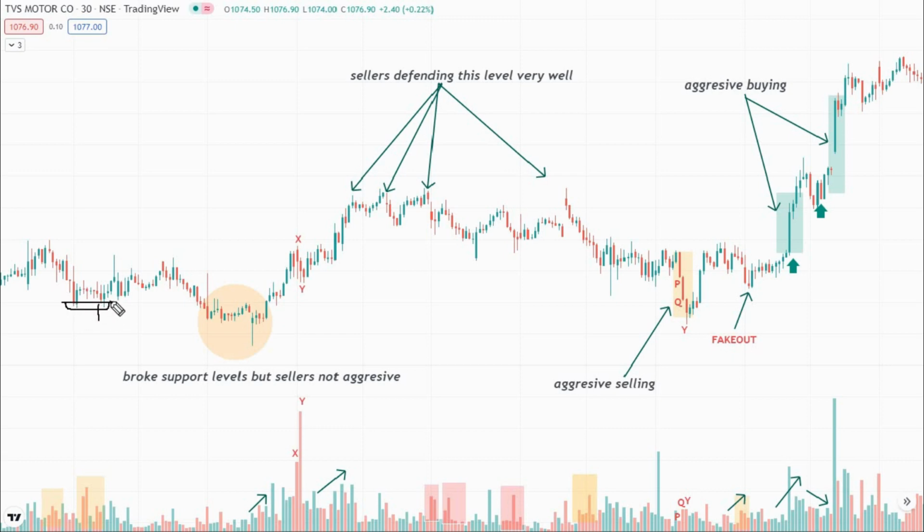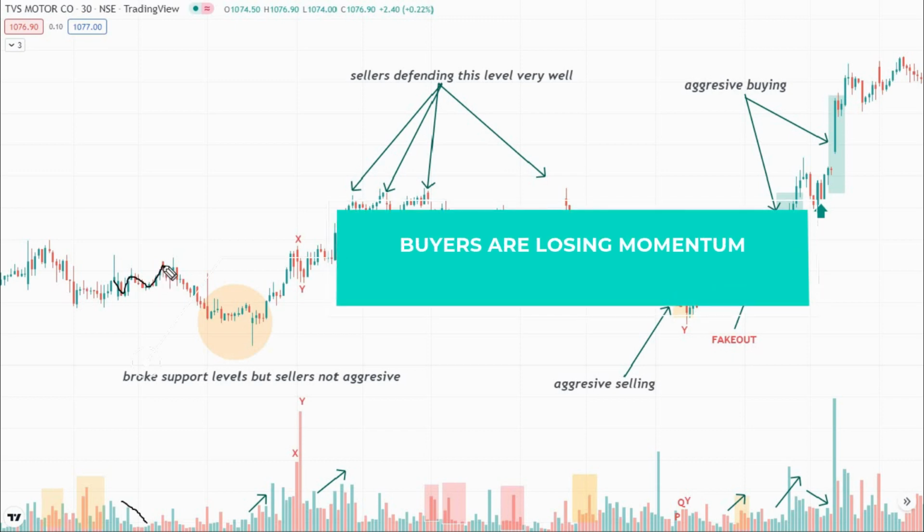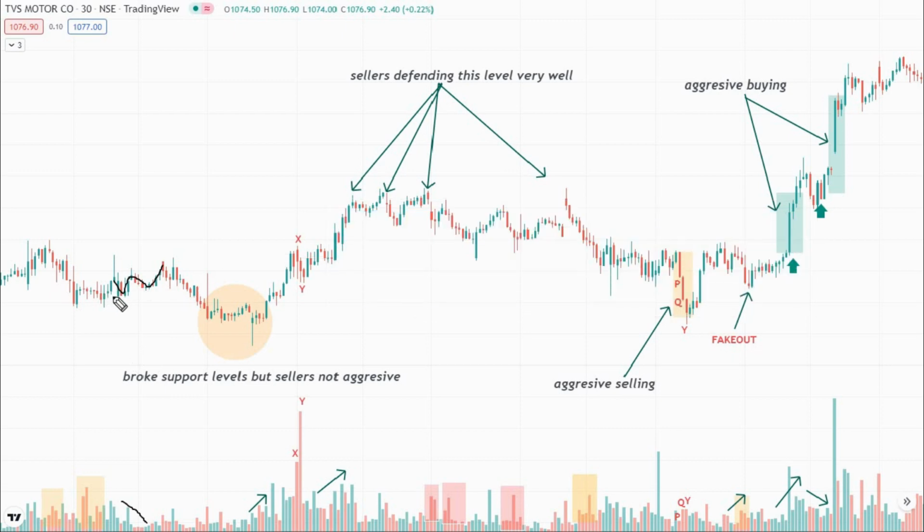Now after defending this level, buyers tried to push the prices towards the upside, but what happened to the volume? Here volumes were very good at these two buying legs, but then what happened? If buyers were very strong, then they should have continued the upward momentum with an increase in volume, but that's not the case here. Volumes are drying up, and the price volume relationship is suggesting that buyers are losing momentum in this mini uptrend.